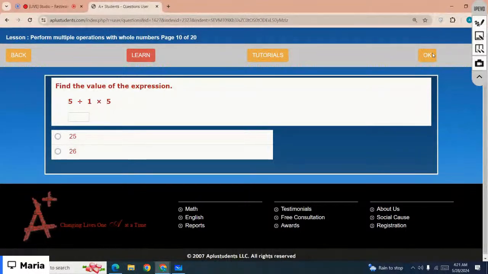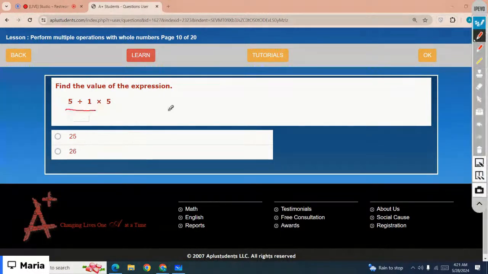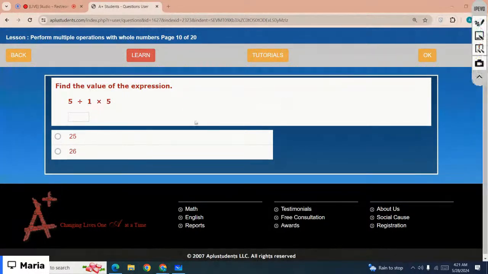Find the value of the expression. You have to go from left to right. You have to divide first because on the left-hand side you have division first, then you have to multiply. So divided by 1 is 5 and 5 times 5 is 25. The correct option is 25. Option number 1 is the correct option. Okay, you can complete the lesson by yourself later today. Let me just move on to the next lesson.